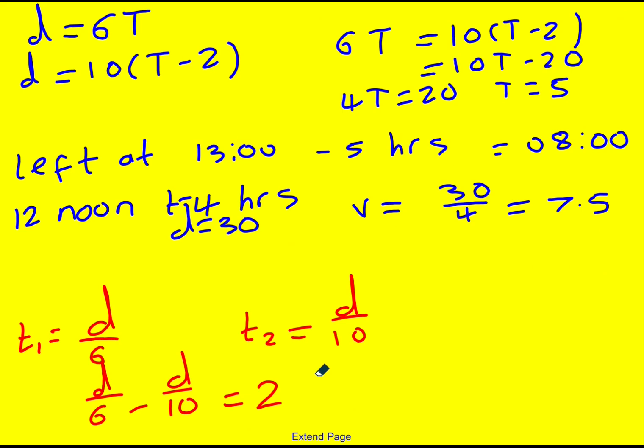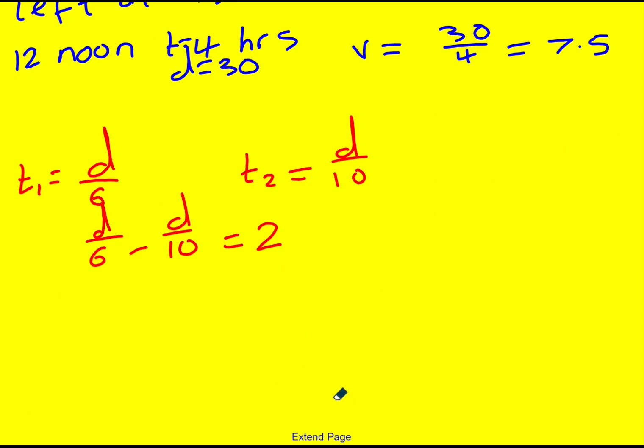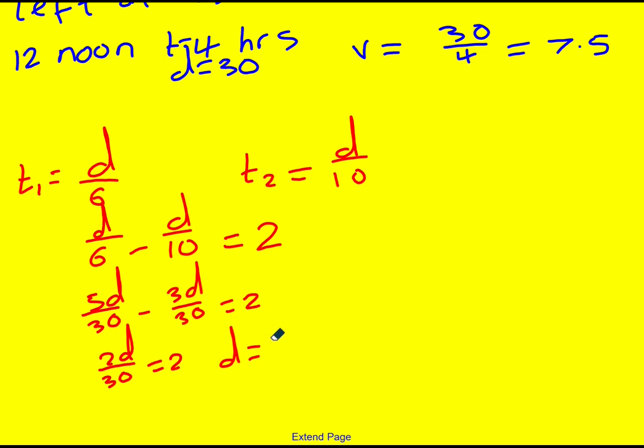And we create a fractional equation. Do you know what? I'm not as big a fan of this as my method, to be honest, because we've got to deal with this, but let's deal with it. Lowest common multiple of 6 and 10 is going to be 30. So I'll get 5d over 30 minus 3d over 30 is 2. Therefore, 2d over 30 is 2, which again gives d is equal to 30.